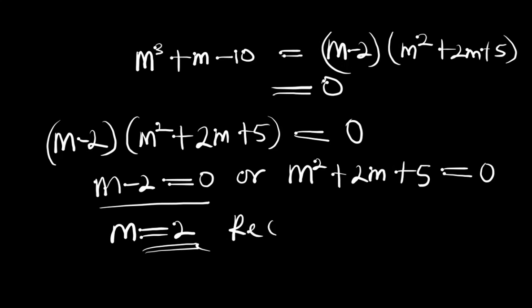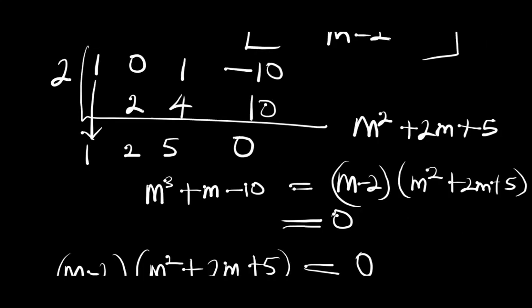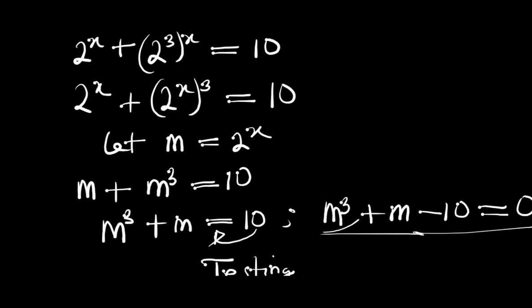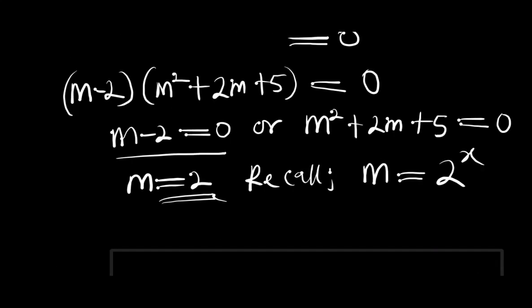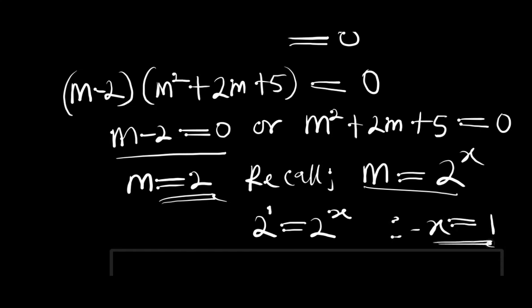But recall, let me just write it here. Recall that m is equal to 2 power x from this particular equation. So that means we are going to have m equals 2 power x, and m is 2, so we have 2 equals 2 power x. So this is 2 raised to the power of 1. If you compare the exponents, we are going to have x equals 1. This is one of the solutions for x.